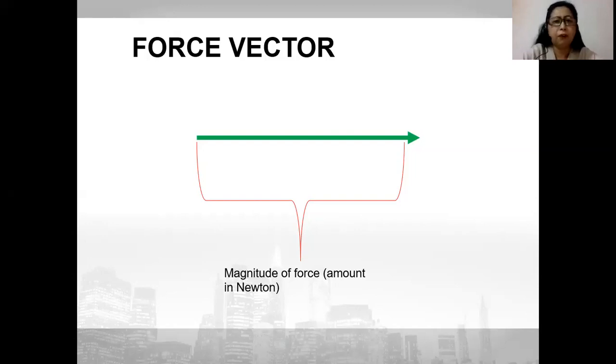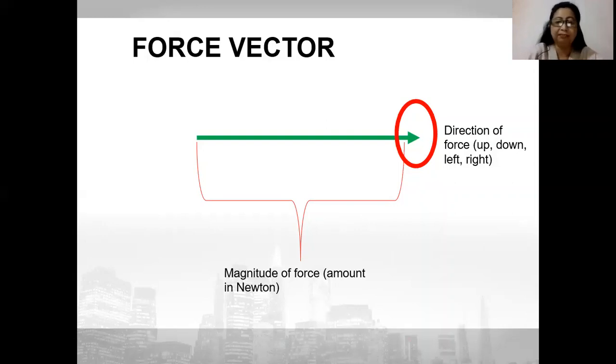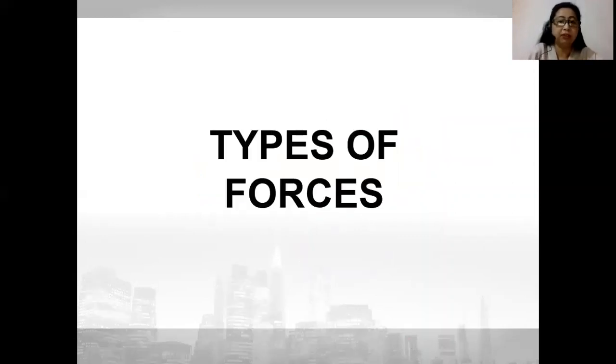Now, if the force is directed to the right, we use the arrowhead to represent the direction of the force. So the direction of the force may be up, down, left, right, north, east, south, west, northwest, northeast, and so on. Okay? Now, let's proceed to the different types of forces.